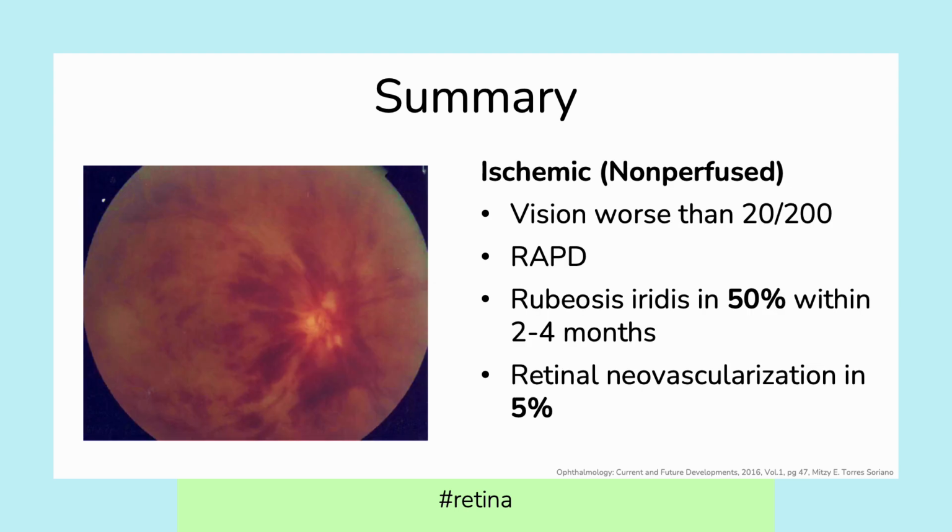Ischemic, non-perfused CRVO presents with more severe vision loss, worse than 20/200, and marked RAPD. Hemorrhages will be extensive and involve the posterior pole. Rubiosis iridis develops in 50% of ischemic CRVO eyes between 2 to 4 months. There is a high risk of neovascular glaucoma, and retinal neovascularization occurs in 5% of patients.